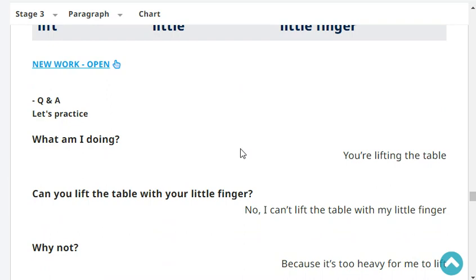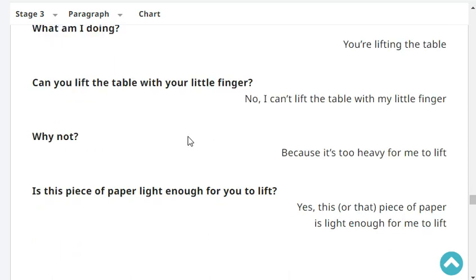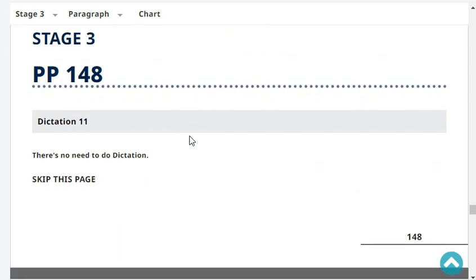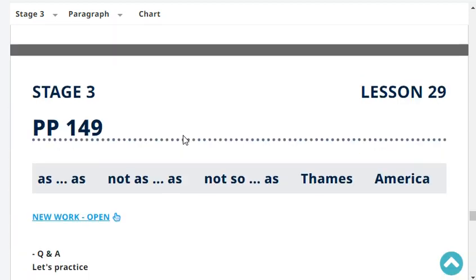Okay, what am I doing? You're lifting the book. Can you lift the table with your little finger? No, I can't lift the table with my little finger. Why not? Because it's too heavy for me to lift. Is this piece of paper light enough for you to lift? Yes, that piece of paper is light enough for me to lift. Very good.